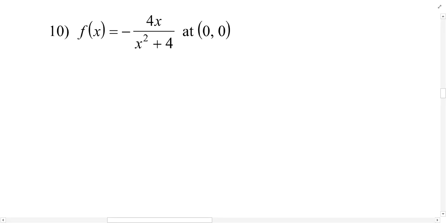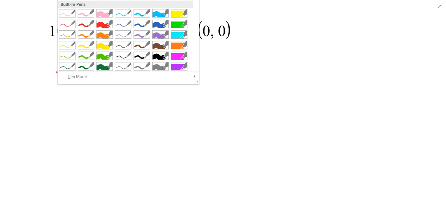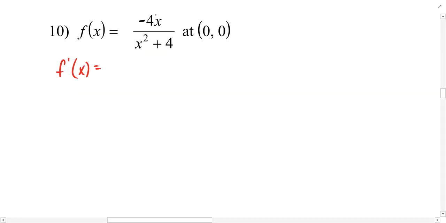Now, number 10 is done much the same way. It's going to be a little bit more challenging on account of the quotient rule being needed for the derivative. So here we go, and I'm going to treat this negative sign as the negative sign up here. Remember, a negative sign in front of a fraction can go to either the numerator or the denominator, but it does not go to both.